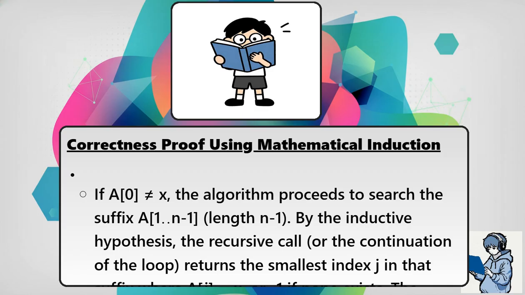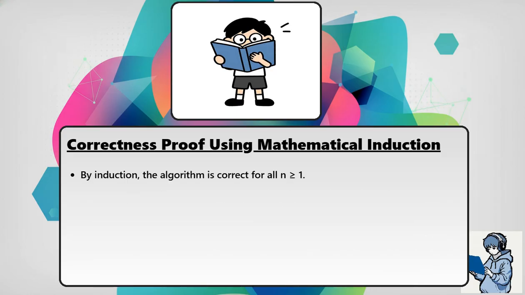By the inductive hypothesis, the recursive call or the continuation of the loop returns the smallest index j in that suffix where a_j equals x, or -1 if none exists. The returned index for the whole array is then j plus 1, because the suffix starts at position 1, which is exactly the smallest index in the original array. Thus, the algorithm is correct for length n. By induction, the algorithm is correct for all n greater than or equal to 1.